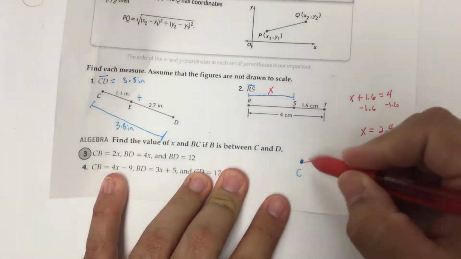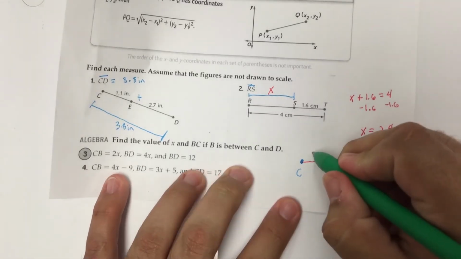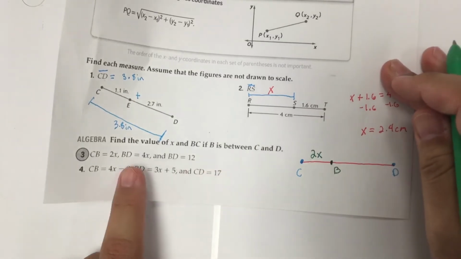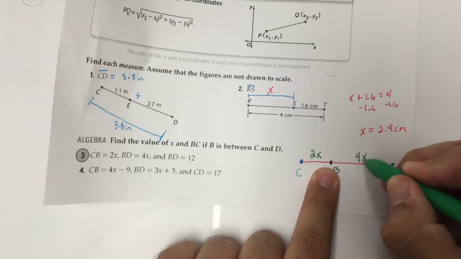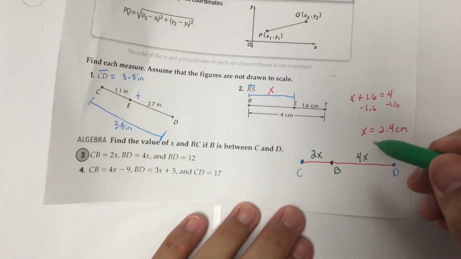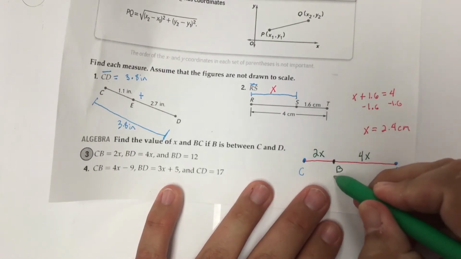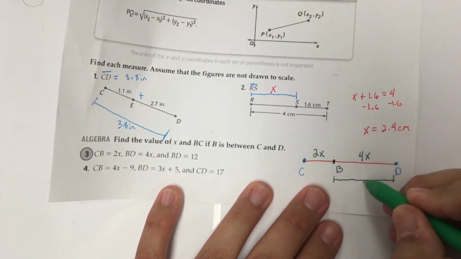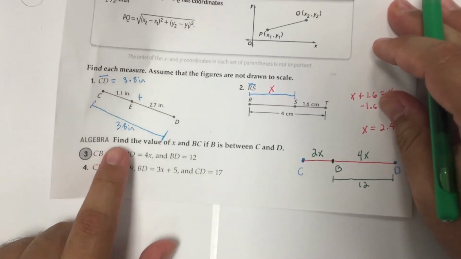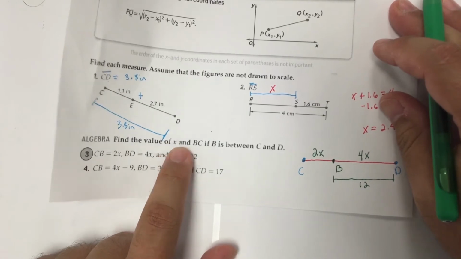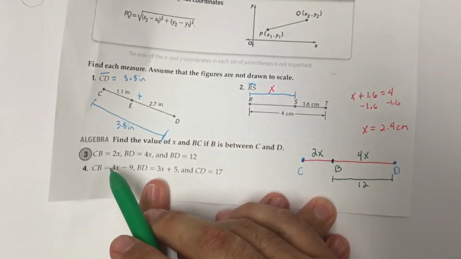It's telling me that CB is equal to 2x. Okay, so this part right here is equal to 2x. Then it's telling me BD, so from here to here, is equal to 4x. Okay. Then it's giving me more information that BD is also 12. Okay, so it's giving me a whole bunch of information. Now it's telling me find the value of x and BC.